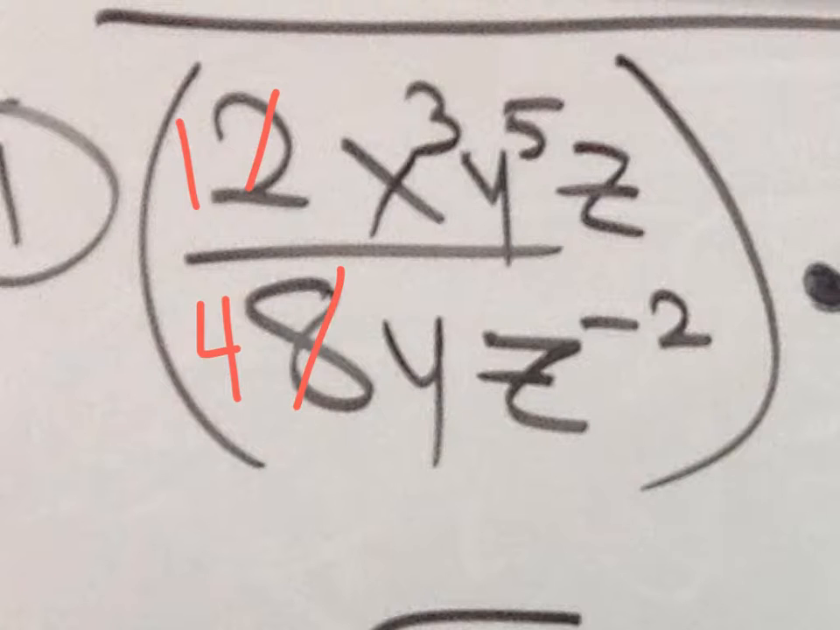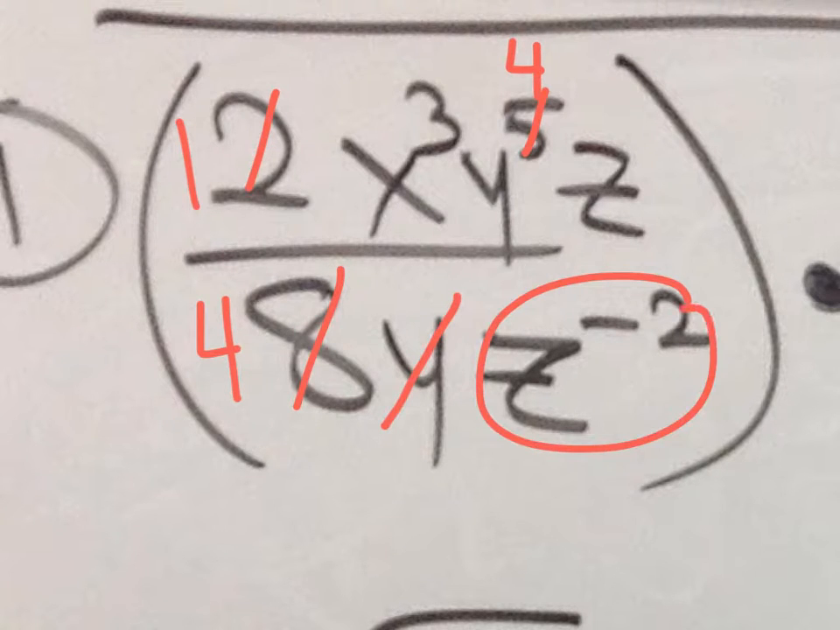Now let's look at the other variables. Well, we have x to the third up here and no x's down here, so there's really nothing to cancel. But we do have 1 y down here and 5 y's up here. So the y down here completely cancels out with one of these, which means there's going to be 4 y's left up on top. And the z's, you can't really cancel the z's yet because this is a negative exponent. So what we should do is take that negative exponent and move it up. And that's going to become z to the positive 2 up here.